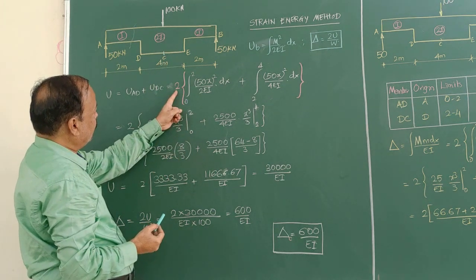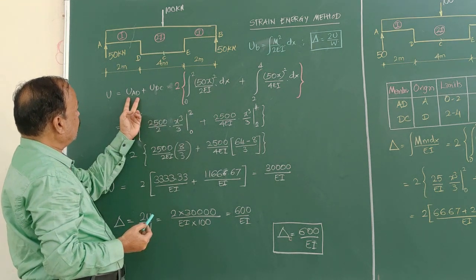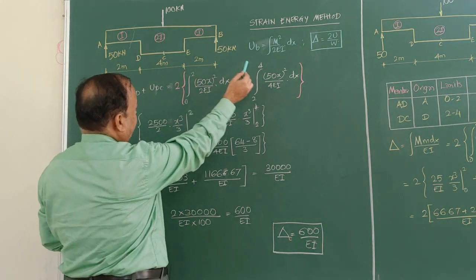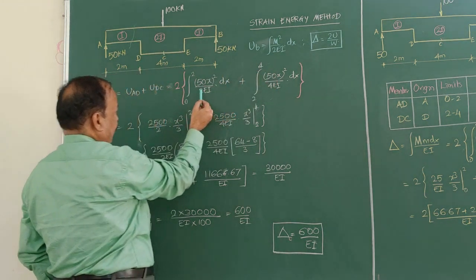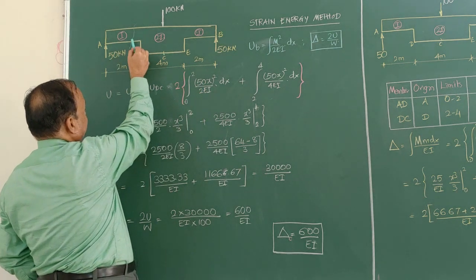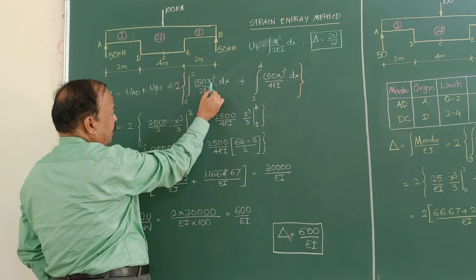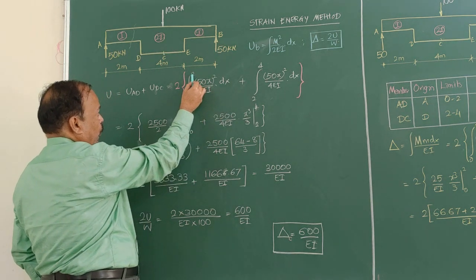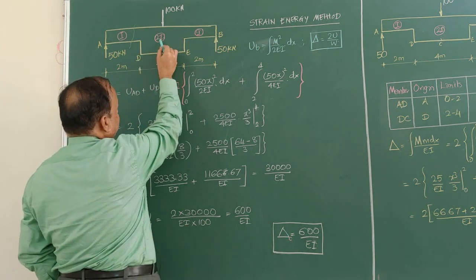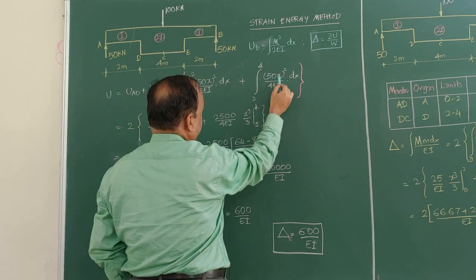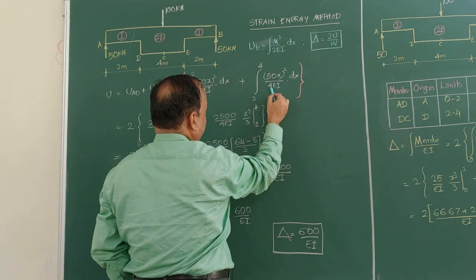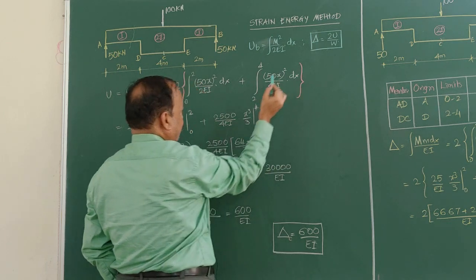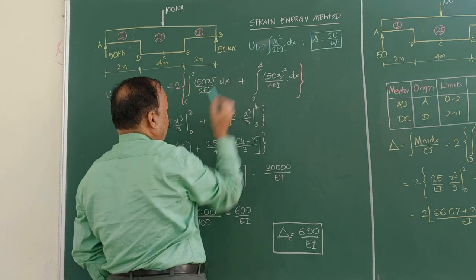So I have taken the strain energy in the portion AD and the strain energy in the portion DC. So it will be M square dx by 2 EI, where M is 50 into x at any point. So that is (50x) square divided by 2 EI into dx, integral between the limits 0 to 2. The next part from D to C is having 2 EI, so it will be M square by 4 EI. So that is (50x) square divided by 4 EI, integration with respect to x between the limits 2 to 4.